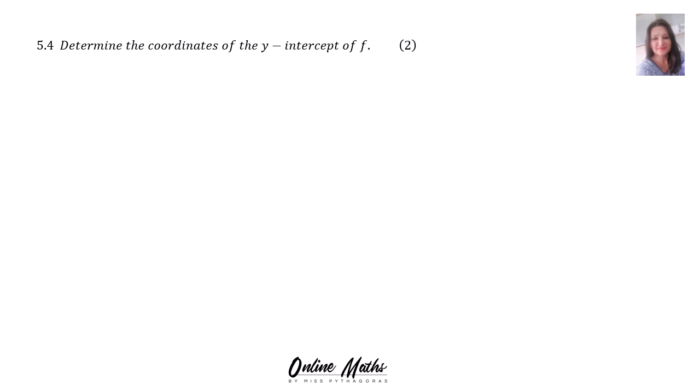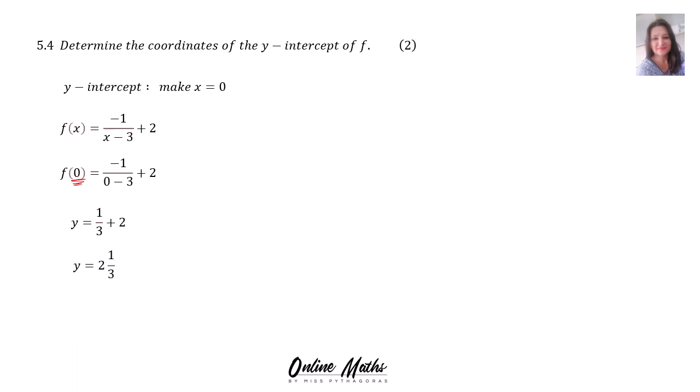5.4 wants us to determine the coordinates of the y-intercept of f. That's nice. Y-intercept, the rule, make x 0. There's your function. So in x's place, you're going to substitute the 0. Can you see this is the correct way of writing that 0 over there? And you find your y is 2 1/3.